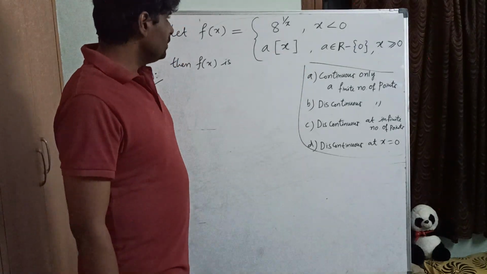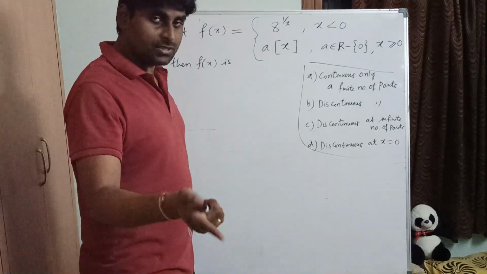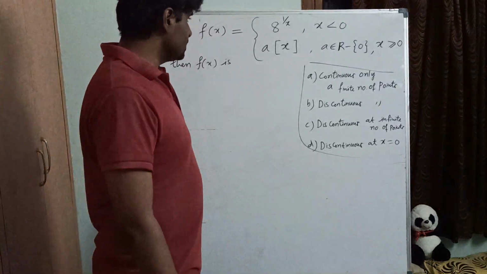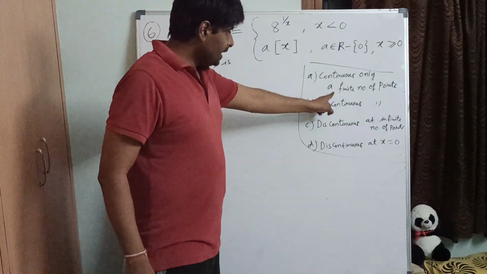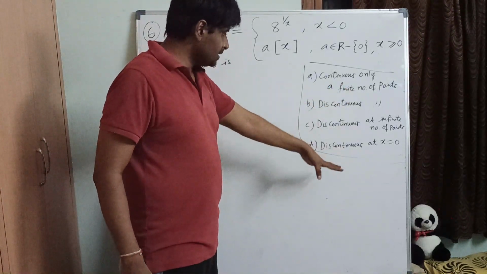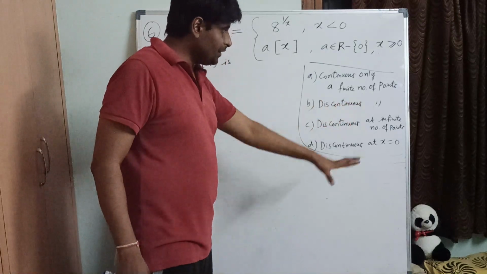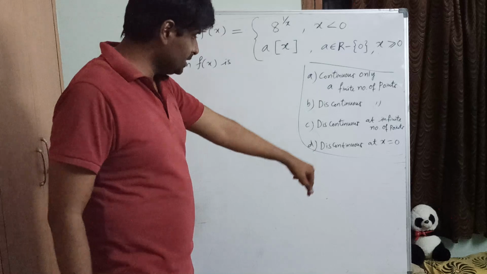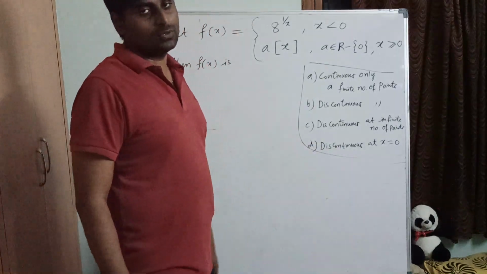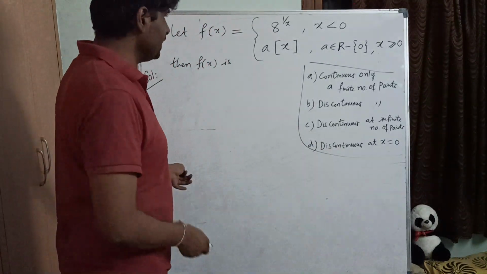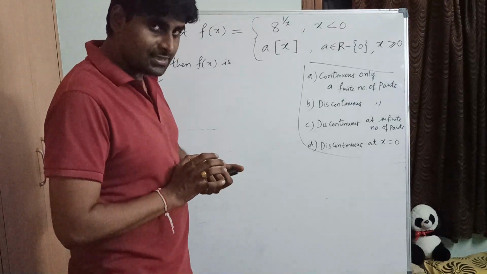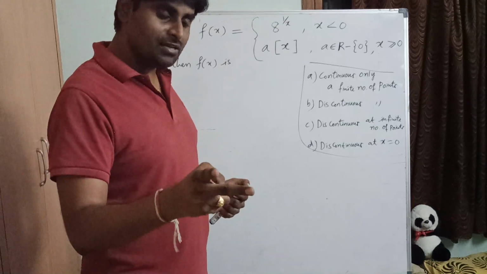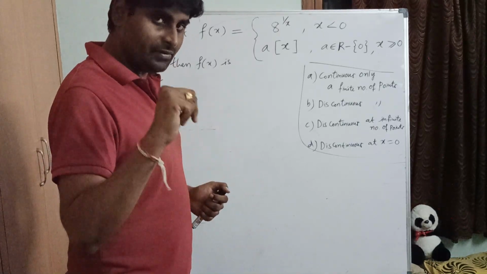So what is this function? Whether it is continuous or not? If it is continuous, for how many values is it continuous? It is given: continuous only at a finite number of points, discontinuous at a finite number of points, discontinuous at an infinite number of points, discontinuous at x equals 0. Now let us see, it's very easy. Generally, how can you find LHL, RHL here? LHL means 0 minus h. RHL means 0 plus h, that we discussed.